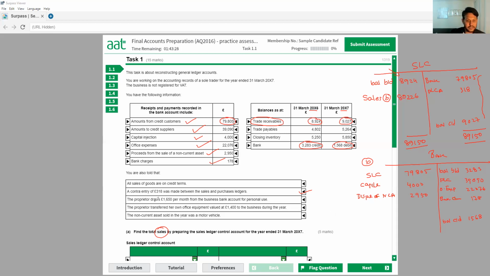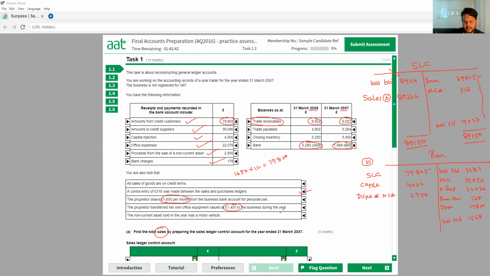And what else we have? Then we have some contra that will not come in the bank. Then proprietor withdraws 1,650 per month. So you need to know how much per year. 1,650 times by 12. That will give us for the whole year, and we call it drawings. So 19,800. We call it drawings. 19,800. And what else we have? So this one, 1,400, will go to the capital. This one has no link with the bank.